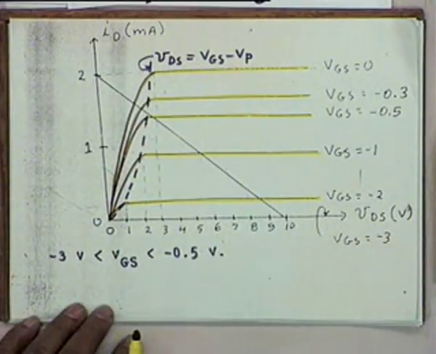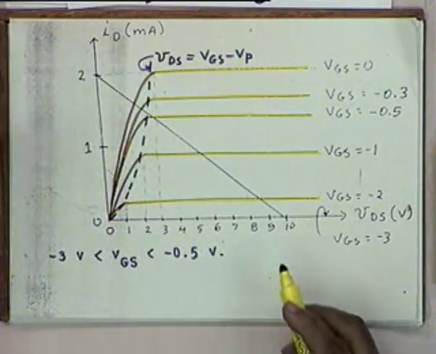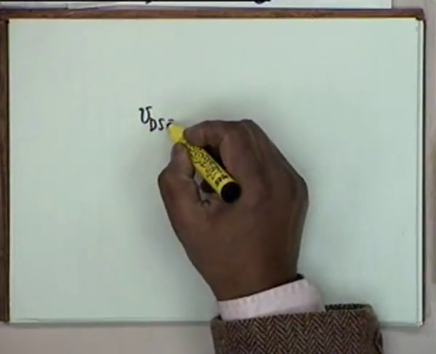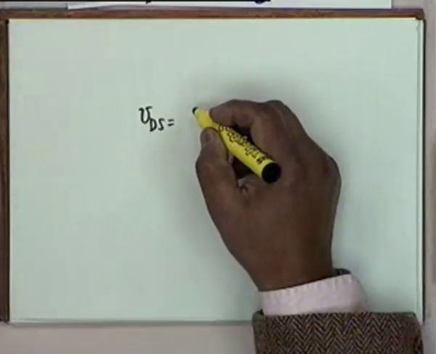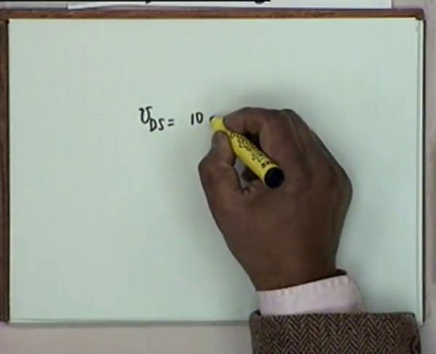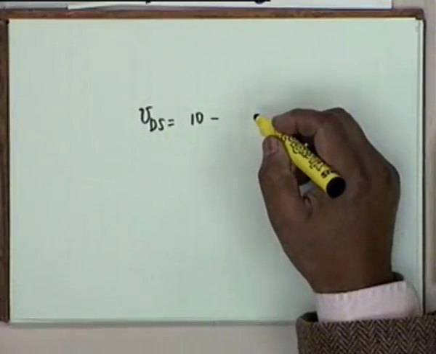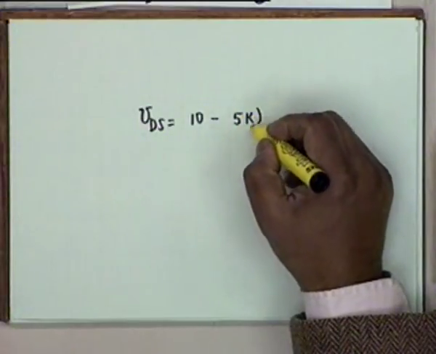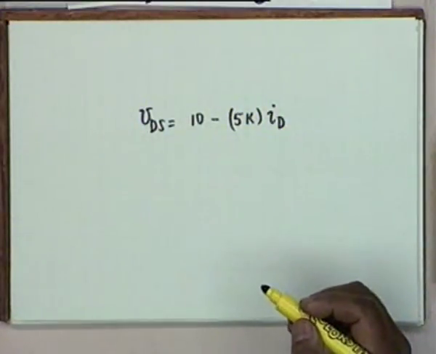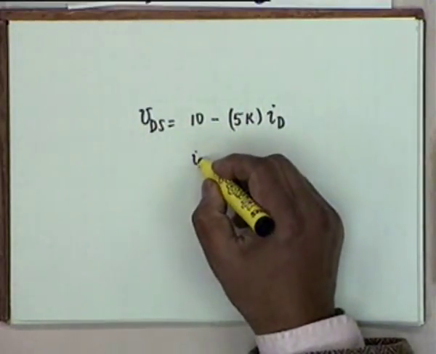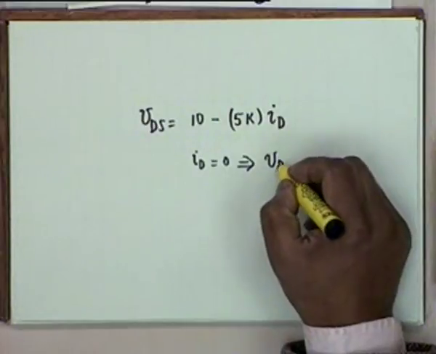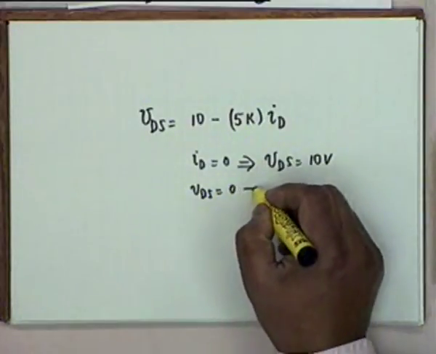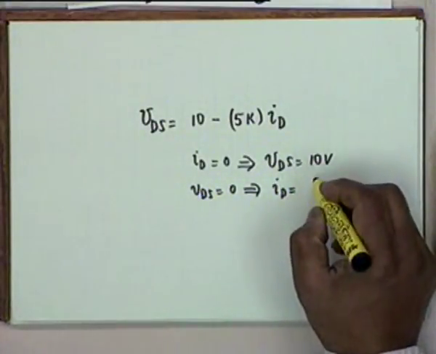The next part of the question says to draw a load line on this plot. The load line would satisfy VDS equal to VDD, which is 10 volt, minus RD times ID. There is no resistance in the source terminal, so it is RD, which is 5K, multiplied by ID. This is the load line, and you see that ID equal to 0 leads to VDS equal to 10 volt and VDS equal to 0 leads to ID equal to 2 milliamps.